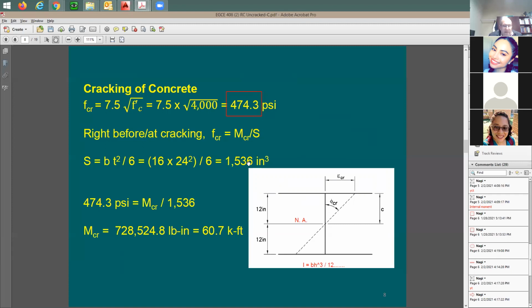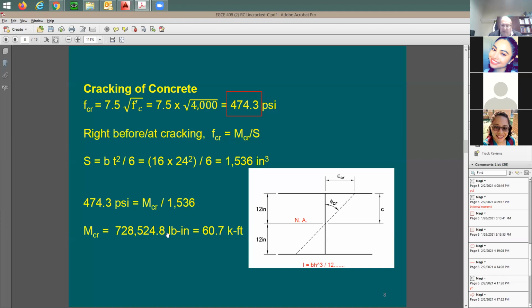Based on this flexural formula, the stress is going to be equal to the cracking moment divided by S, which is the cracking stress. And this by definition is correct because a cracking moment is going to be that moment when the bottom fibers, or the tensile fibers of the concrete, are approaching this value here, the cracking stress. So based on this equation, I have the S value, 1536. I have the cracking stress, 474.3. I should be able to figure out the cracking moment. And here we go. Cracking moment is going to be equal to that much.